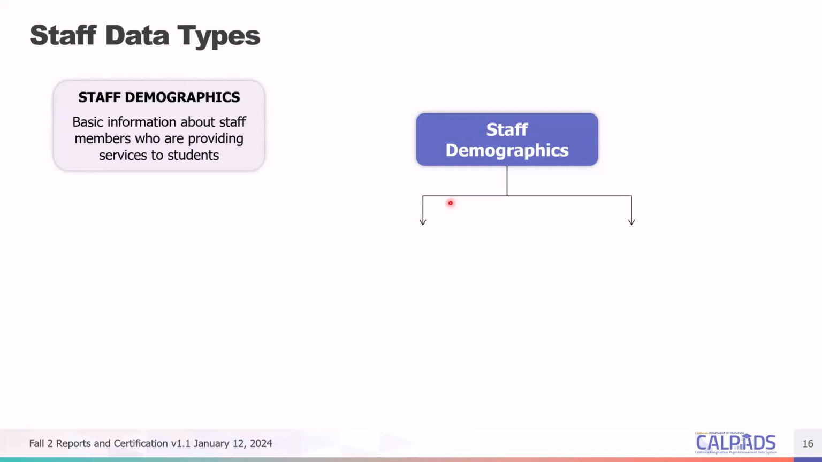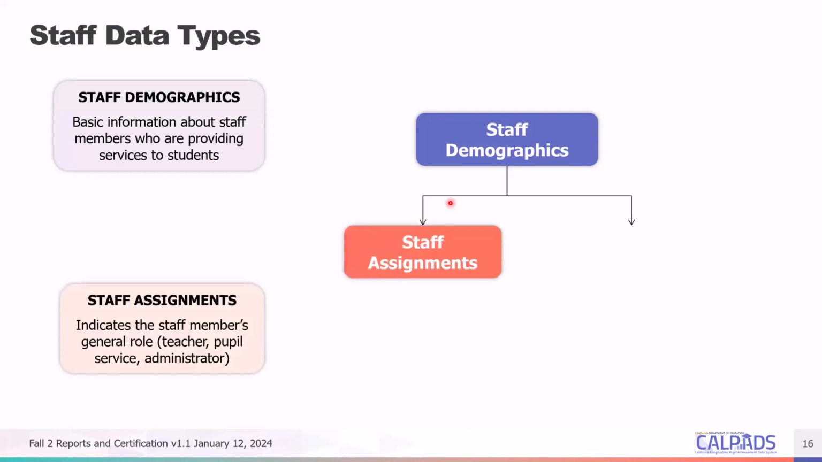Here are the staff data types. As I've mentioned, you have your staff demographics, which contains all of the personal information of the staff member: their race and ethnicity, the staff service years, their highest degree level. And then of course you have your staff assignments. These are essentially the work that these staff members are doing. They could be teachers, credentialed admins, or credentialed pupil service staff.